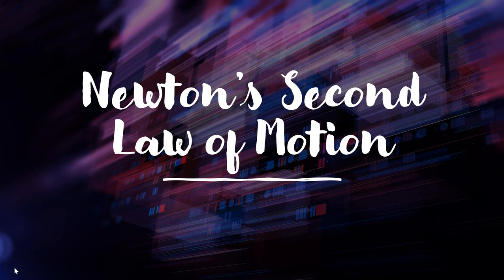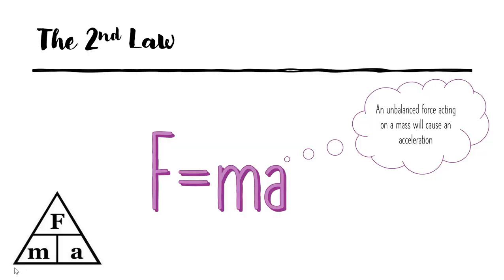Welcome back, and let's start talking about Newton's second law of motion. Newton's second law is best described using the mathematical formula F = ma. Here, when we talk about F, we are talking about the net force acting on an object. Okay, so this is the overall force that is applied to an object.